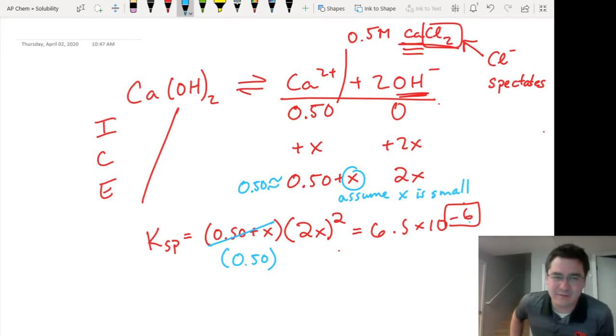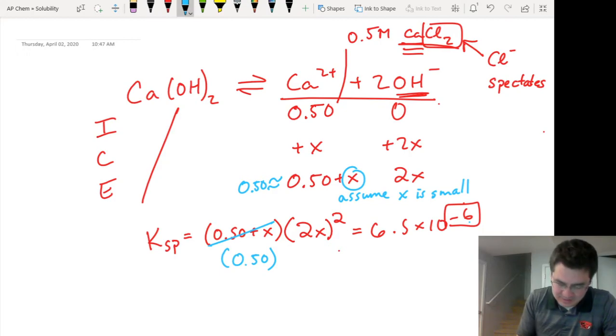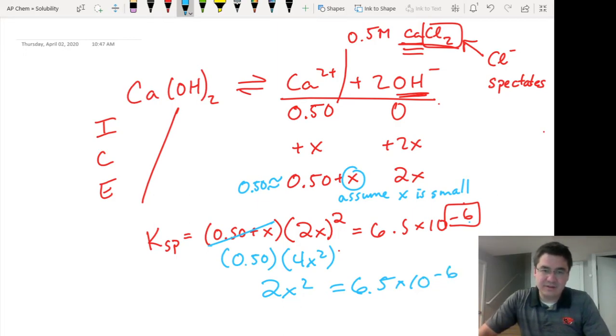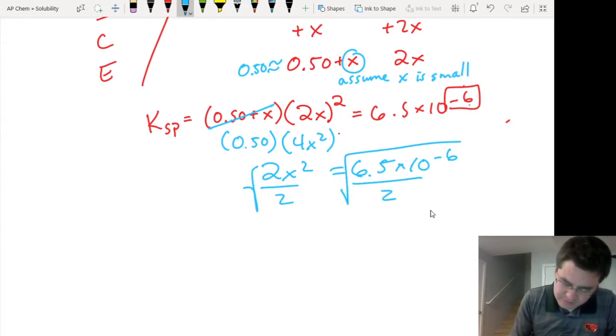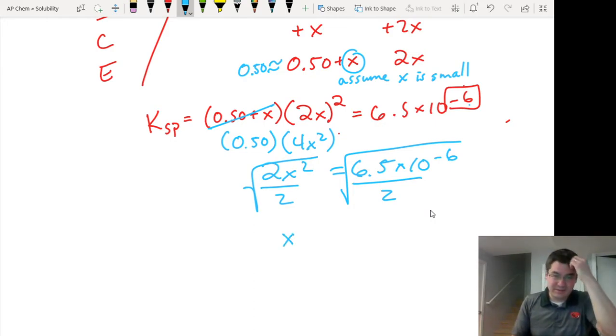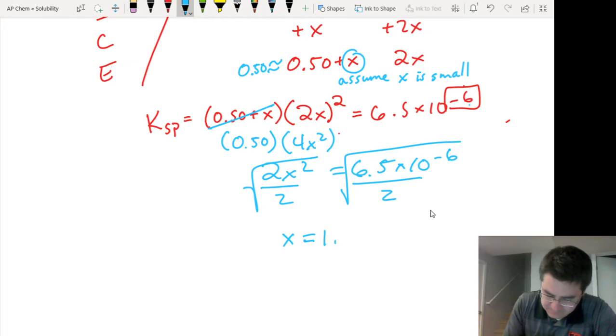So when you're talking about things that dissolve but are not very soluble, you can make that assumption. And then we just go through and do this. So 2X squared is 4X squared, and a half times 4X squared would be 2X squared, equal to 6.5 times 10 to the minus 6. So on this one, I just need to divide by 2 and take the square root. Divide by 2, take the square root, and I get X. See if Evan can do it for us. About 1.8 times 10 to the minus 3.